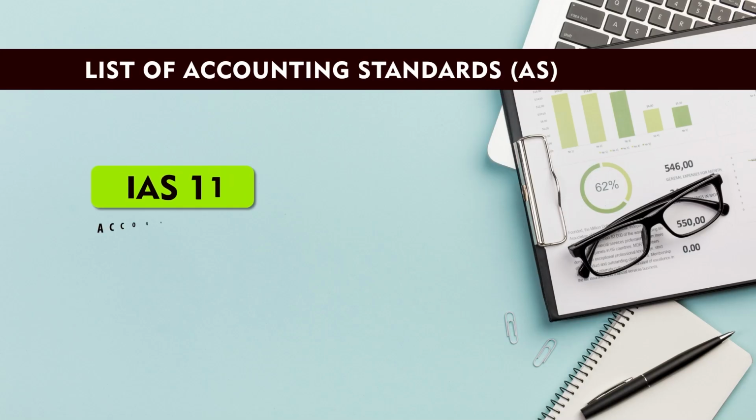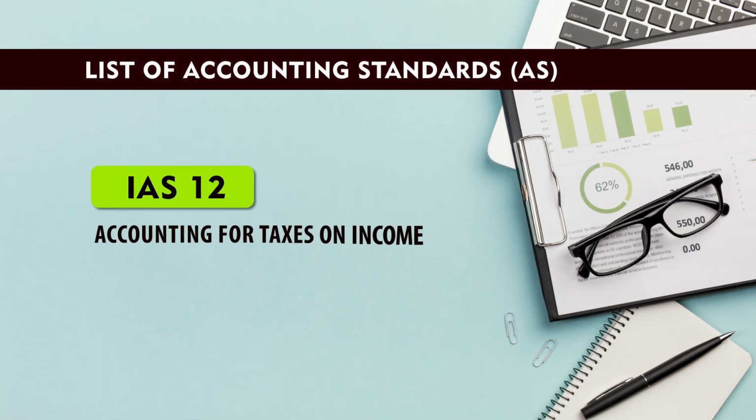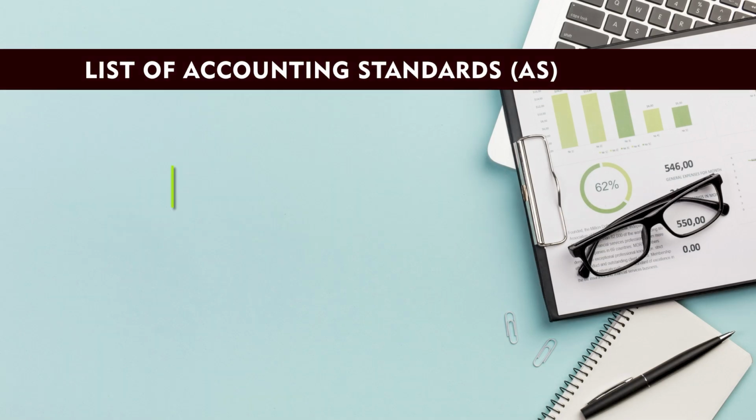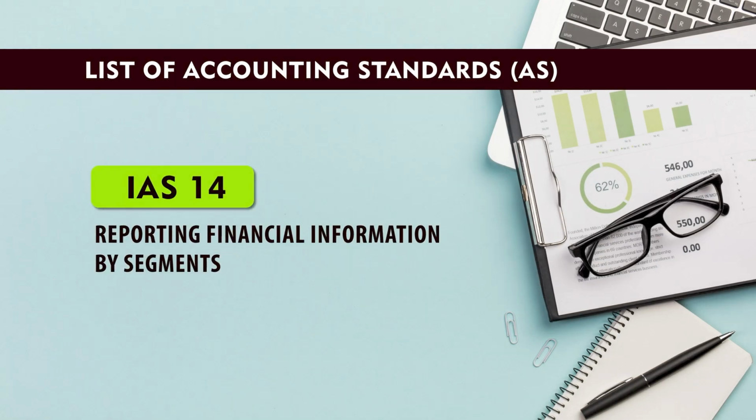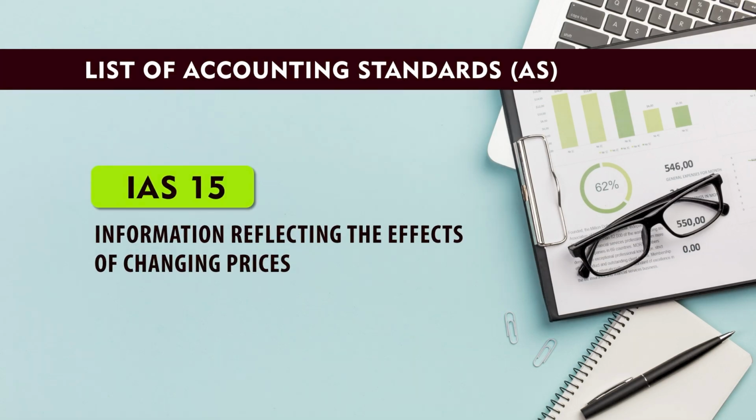Then IAS 11, it is meant for accounting for construction contracts. IAS 12, it is meant for accounting for taxes on income. Then IAS 14 meant for reporting financial information by segments. Then the next one is IAS 15. So IAS 15 is meant for information reflecting the effects of changing prices.